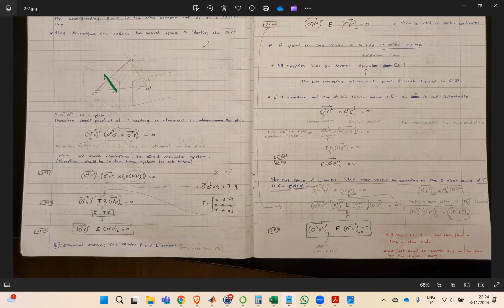epipolar line. We get three values actually. When you give three values x, y, z here, for the other side you get A, B, C. Why? Because the theory says a point in one plane gives you an epipolar line on the other side. And what's the equation for a line? Ax + By + C = 0. This is the equation for a line.